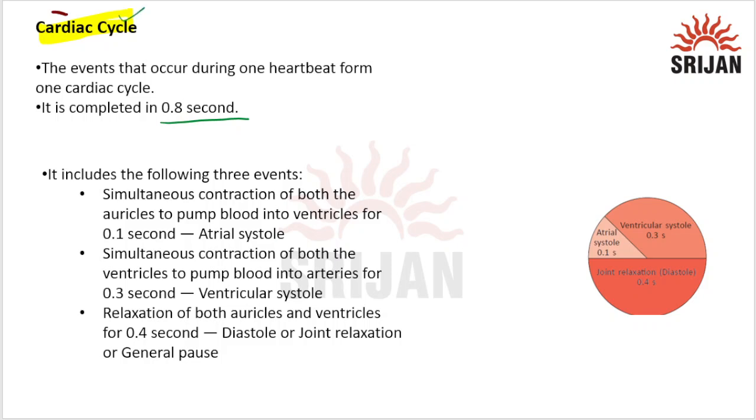Suppose your heart is beating 72 times per minute. This is the first heart sound, this is the second heartbeat, and this is the third heartbeat. The timing between the first and second heartbeat, and similarly between the second and third heartbeat, is known as the cardiac cycle.